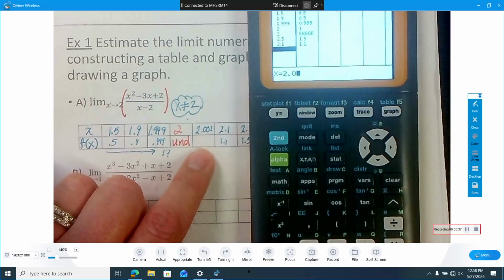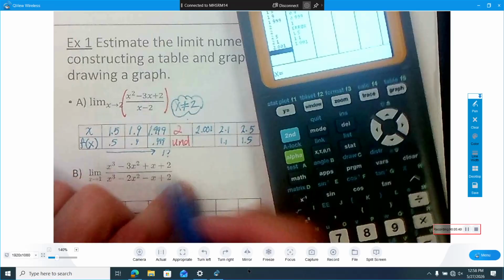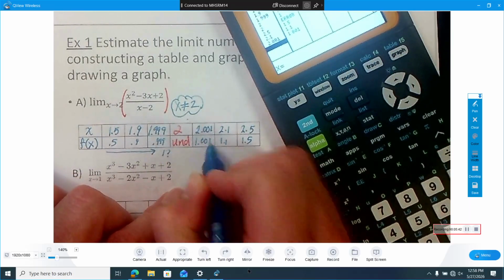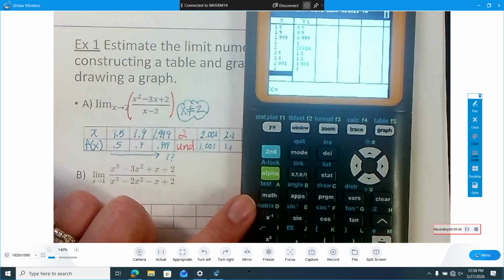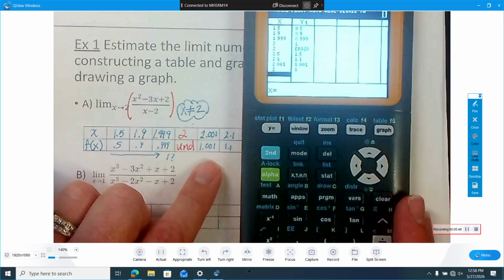And then 2.001. Oh, 1.001. That's very, very close. And then, just for giggles, 2.0000001. And I get, oh, look at that. It's like 1.